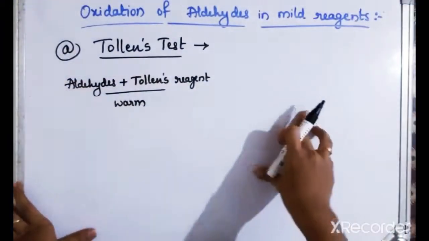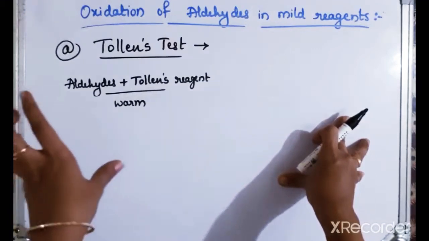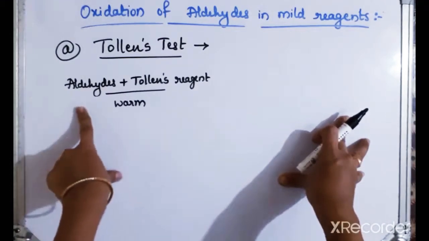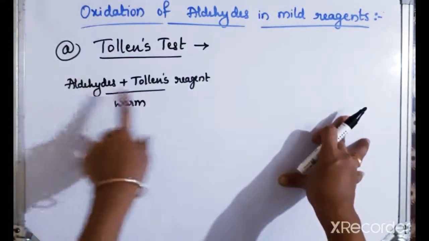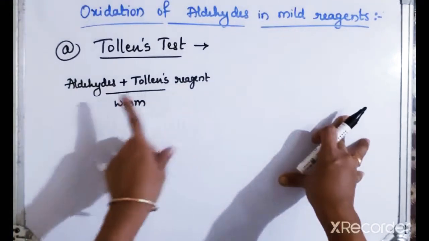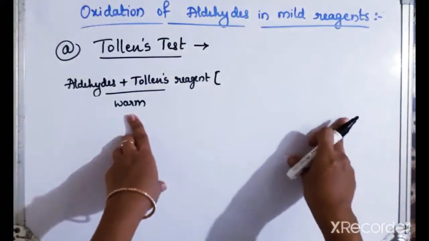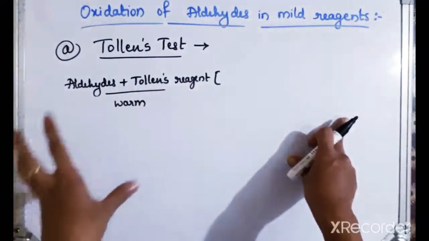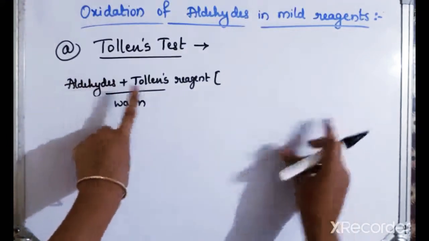So the mild reagents used are Tollens reagent and Phenylhydrazine solution, as I said, and these two tests are mainly used to distinguish aldehydes from ketones. Only aldehydes give this particular test. So when aldehydes are treated with Tollens reagent, you have to take a little amount of aldehyde in a test tube and add freshly prepared Tollens reagent, and just warm it, and you get a silver mirror or a black precipitate, and that shows the presence of aldehyde. Okay, so here what is Tollens reagent?